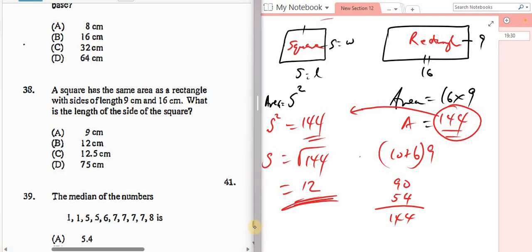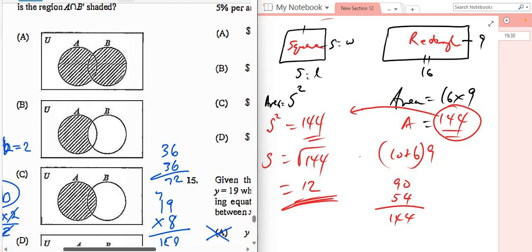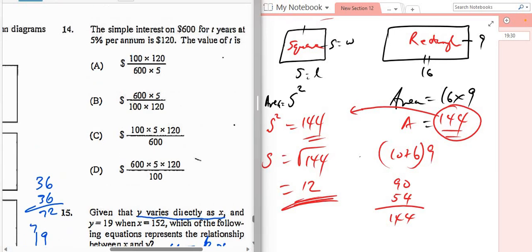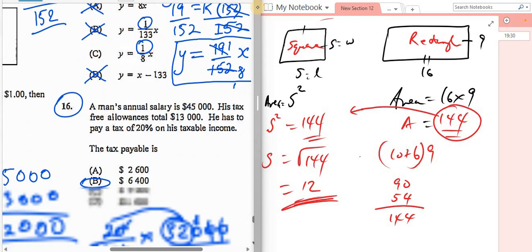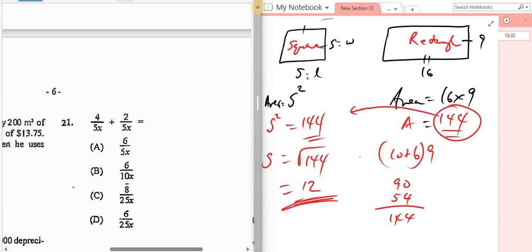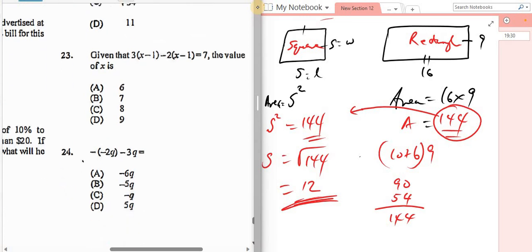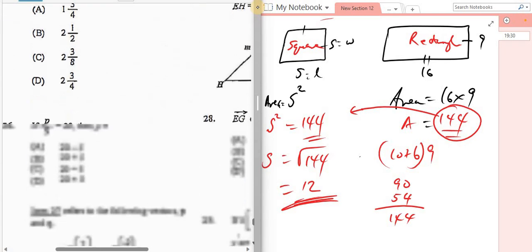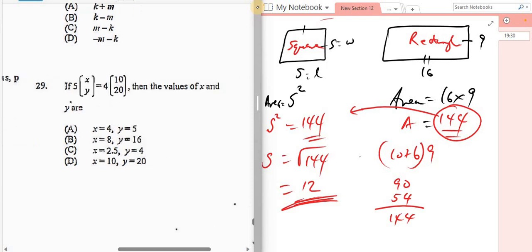So today, what did we do? We did measurements. What other topics did we do? Just measurements alone? We didn't do sets though, right? We didn't do sets. We did simple interest? No, that was last week. We reviewed variation, direct variation. We looked at tax, percentages. We looked at a little algebra, fractions, binary operations, equations, and so forth. We also looked at a little bit of substitution, and a little vectors as well. Yeah, we did some vectors.